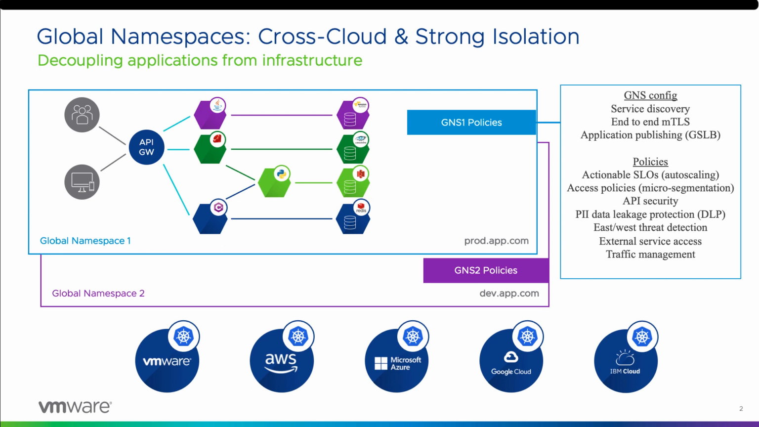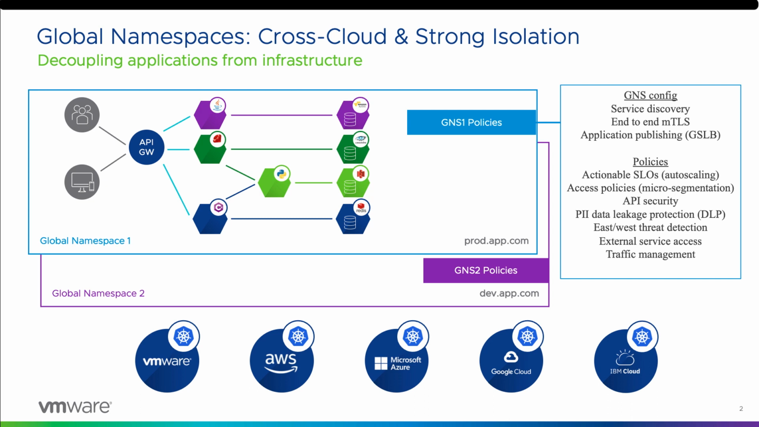The second thing that the global namespace will take care of is certificate management, where all services, anywhere they run, will have a trusted, unique certificate. At that point, the global namespace establishes end-to-end mTLS encryption between all the services. No matter where they run, communication will always be encrypted.